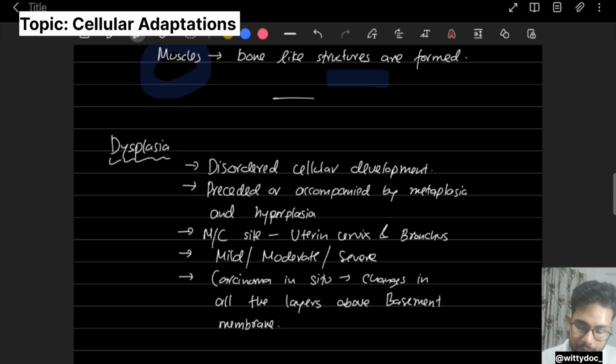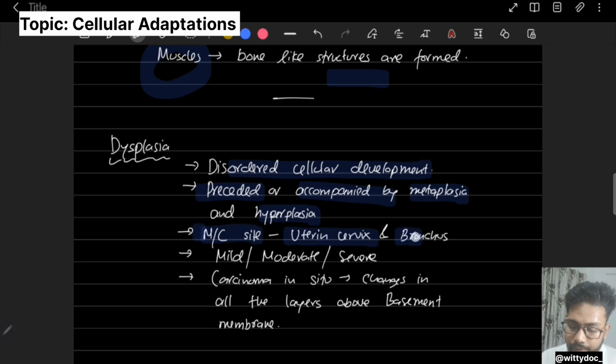So dysplasia, just a brief about dysplasia in this topic. It is a disordered cellular development. I already told you previously that if the stimulus persists in case of metaplasia, it may undergo dysplastic changes, and dysplasia may be seen, and eventually cancer. It is preceded or accompanied by metaplasia and hyperplasia. Definitely, if there are dysplastic changes, metaplasia and hyperplasia may be seen. The most common sites are the uterine cervix and bronchus. Dysplasia can be divided depending on the grade of its severity into mild, moderate, and severe.